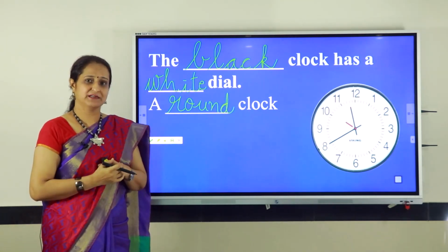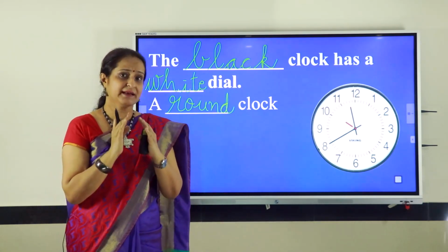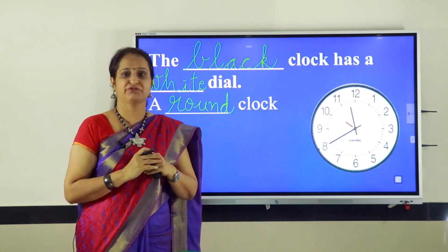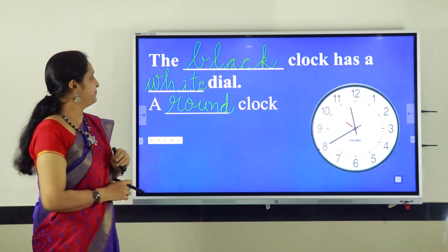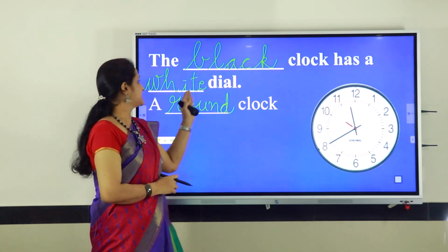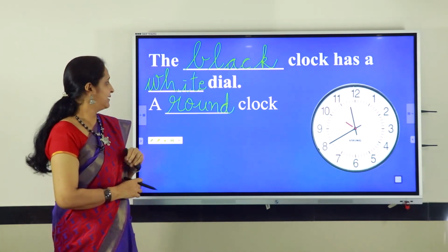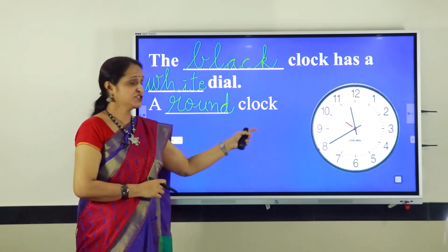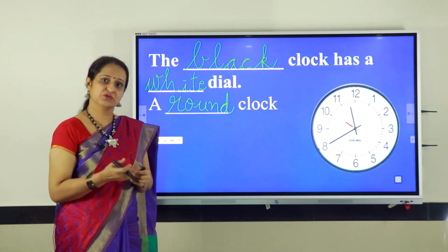So easy, children. You just have to look at the pictures very carefully to find out the correct matching describing words for them. For example, just read the first sentence again. The dash clock has a dash dial. The black clock has a white dial. A dash clock, just look at the shape, a round clock. Let's move to the next picture.